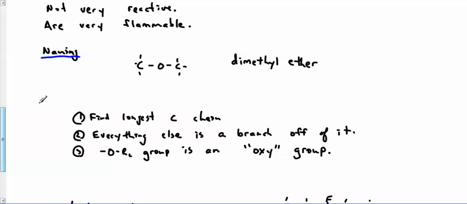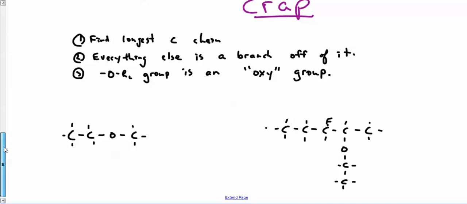Naming. One way to name this thing would say that there's two methyl groups here and here. It's an ether. We call it dimethyl ether. However, this naming system, it's a common naming system, general naming system, but it is crap. We will not be using it. We're going to be using another method here.